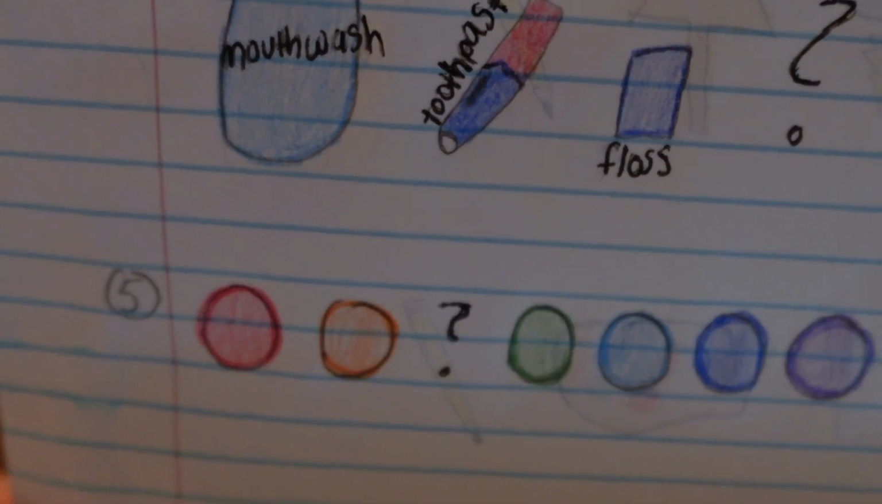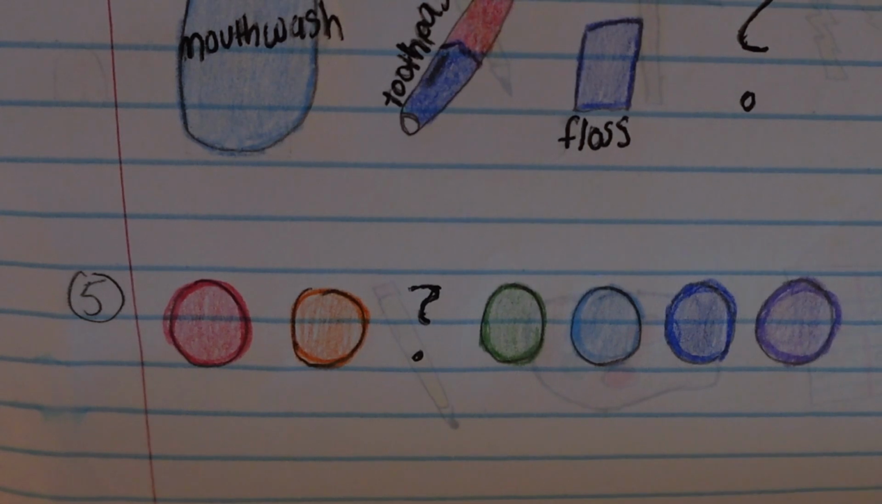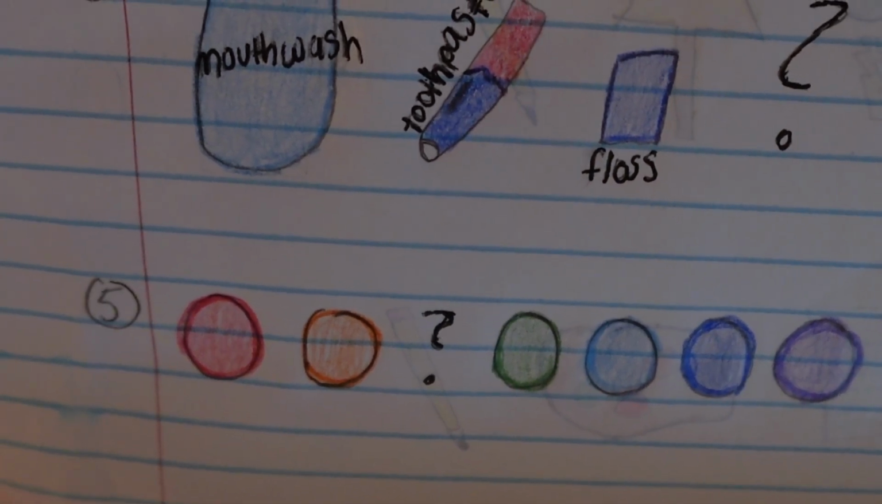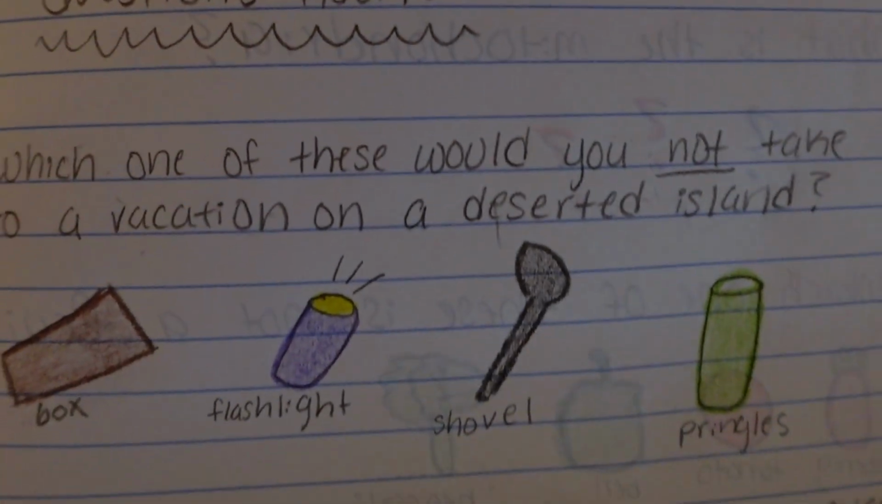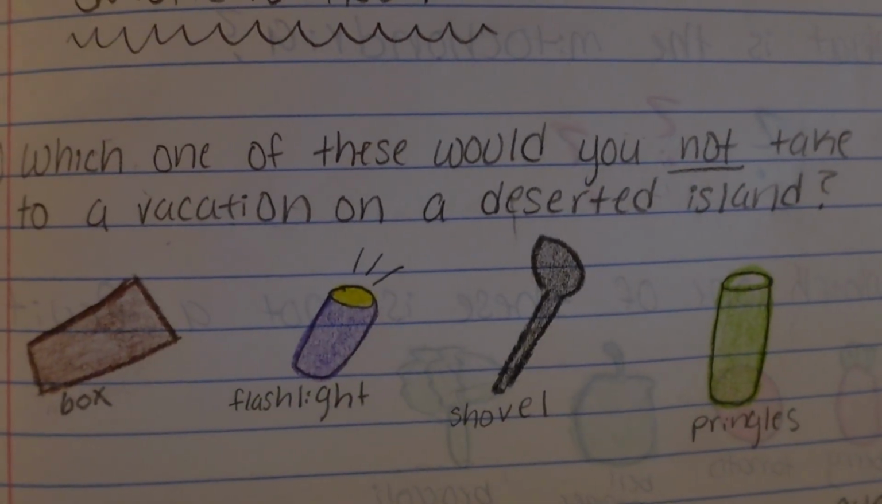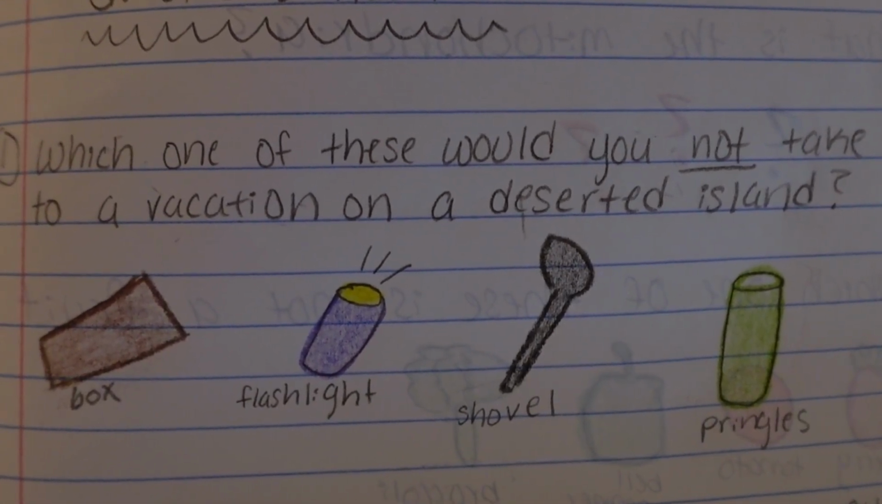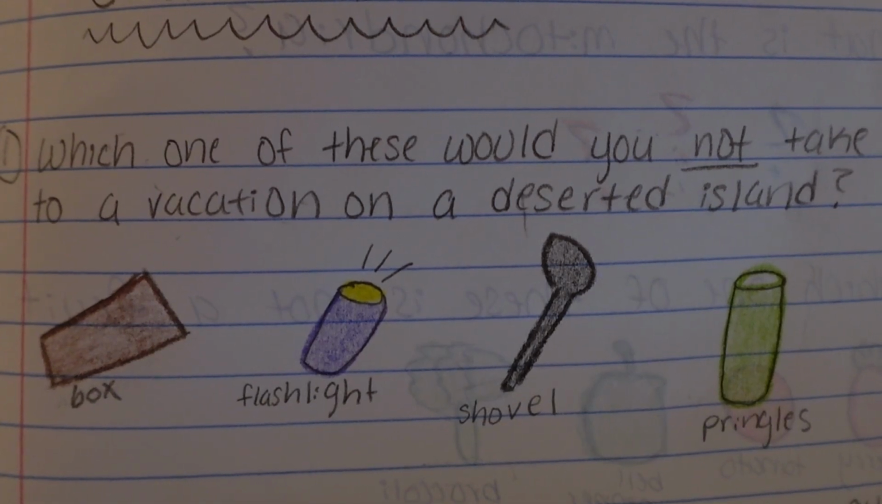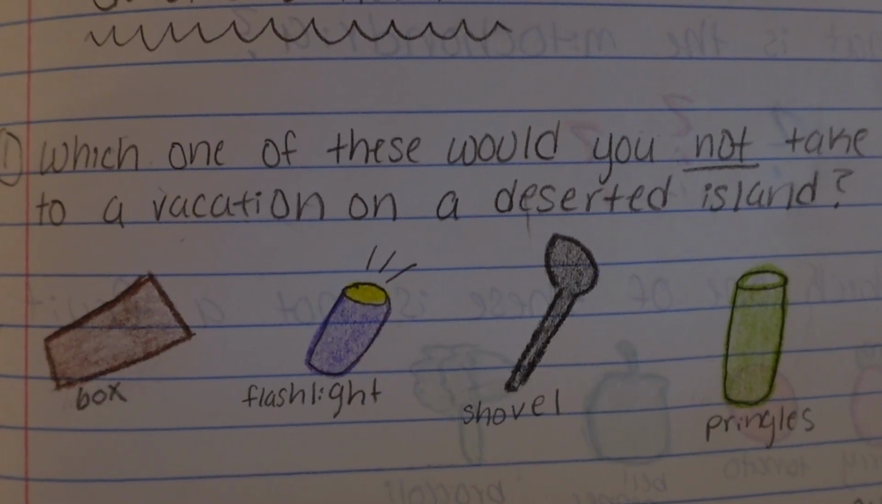For this question, I have the colors in rainbow order. Red, orange, yellow is the one that's missing, green, blue, indigo, and violet. So that question was basically asking for the order of the rainbow. For this section, it's the questions round, and for this first question, I really made sure to stress that you were going to go to the airport and you wouldn't be able to take a luggage or a carry-on. So the answer to this question would be the shovel.